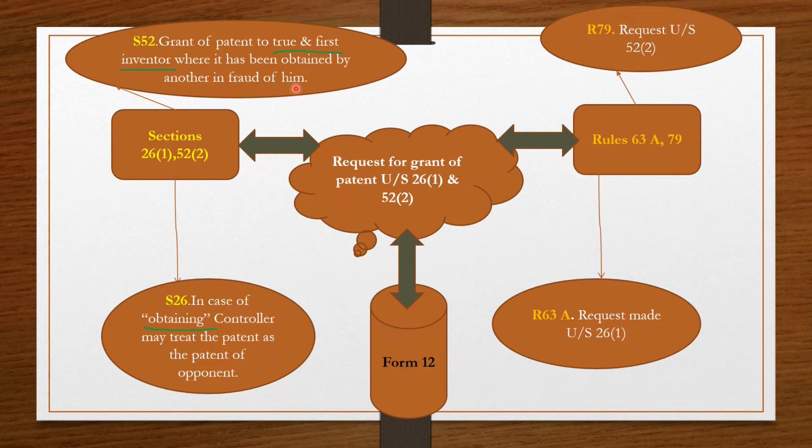Fine, I hope it is clear now. Next, the relevant rules are rule 63A and rule 79. Where rule 63A has the title request made under section 26 subsection 1 and rule 79 is request under section 52 subsection 2. Okay, I hope the whole slide is clear right now. So please try to remember this slide and set it in your mind so that whenever a question relevant to this comes, you can very well answer it. Okay friends, let us proceed.